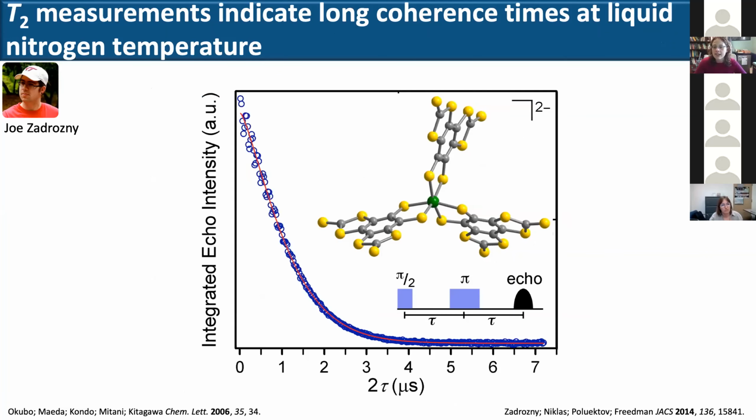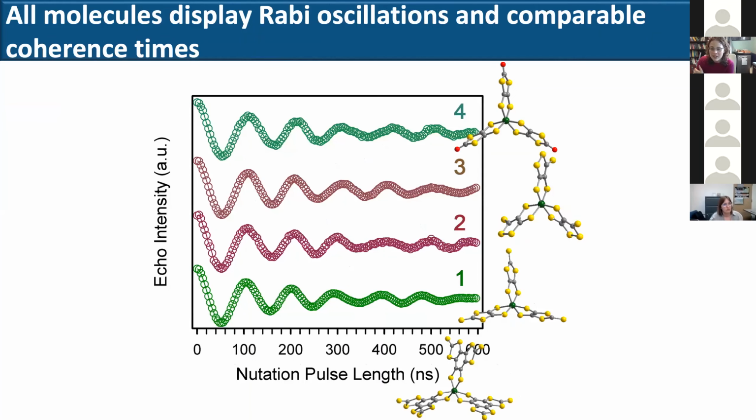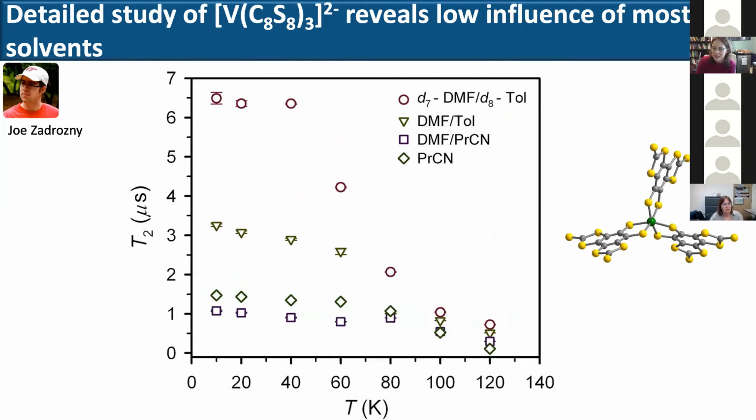So we can see that at 80 Kelvin, we can still measure T2, which is pretty exciting because getting up to 77 Kelvin is pretty important for some biological applications. He could also subject this to a nutation sequence, which effectively demonstrates that we can measure the qubit in different orientations, and that we observe these so-called Rabi oscillations, which is pretty cool and shows that we can actually put the spin into multiple orientations. Joe then made a series of these nuclear spin-free molecules and observed the same thing.